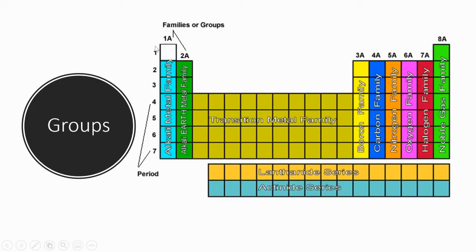What's a group? A group is a column on the periodic table. So this is one group here, and this is the second group here, and there's the transition metals, with their own rules we'll talk about in a minute. Then the boron and the carbon and the nitrogen, oxygen family, right? So these are all groups. So anything in the halogen family acts the same, anything in the oxygen family acts the same, nitrogen family acts the same. And then there's the noble gases.